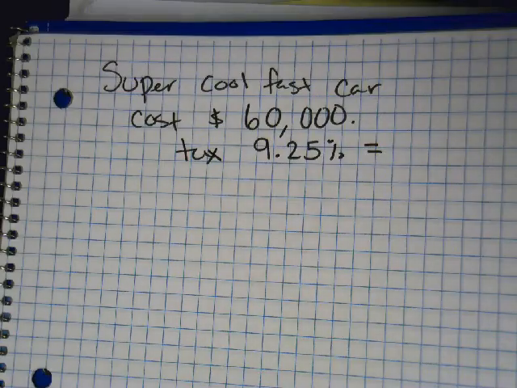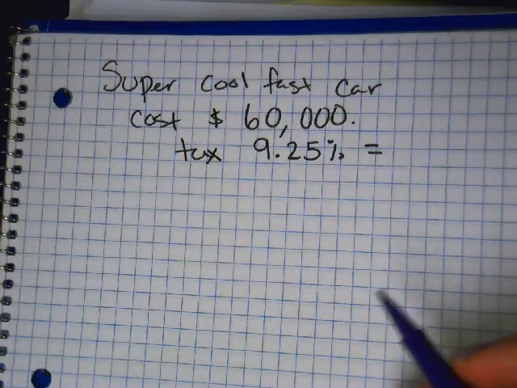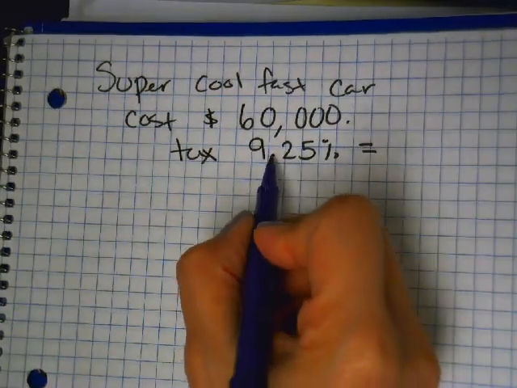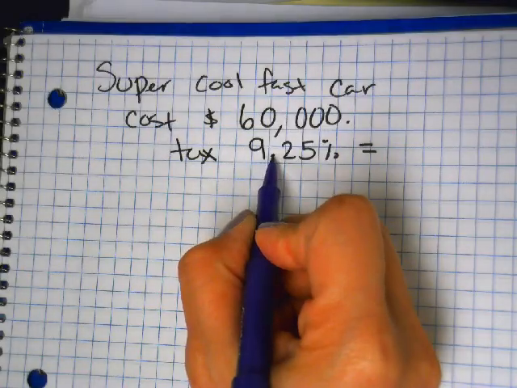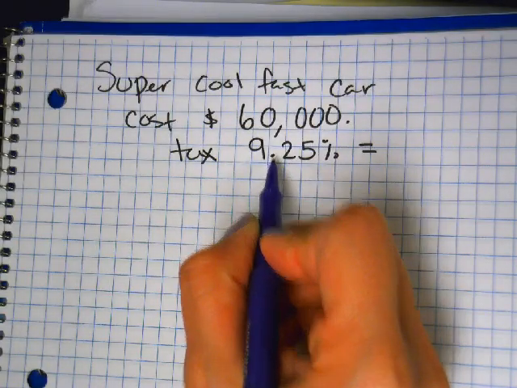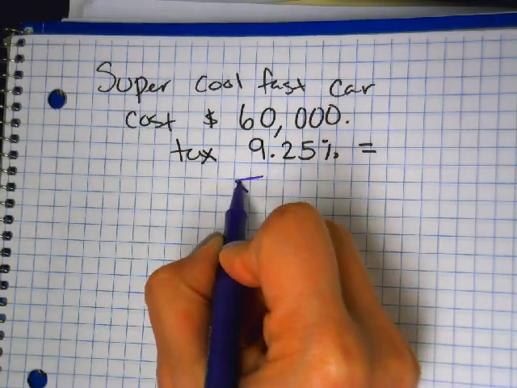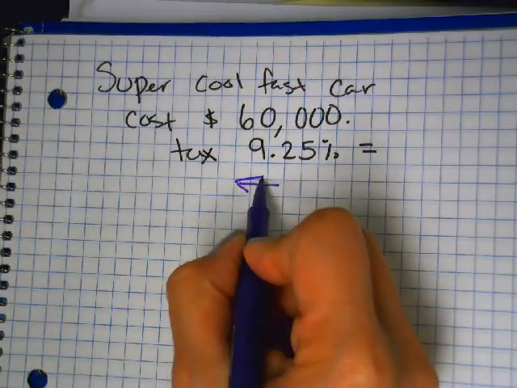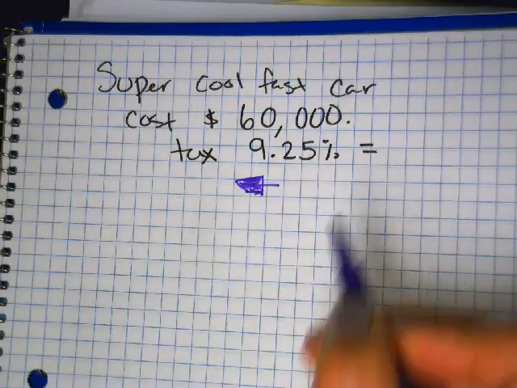Well, let's see how much sales tax we're going to pay for this $60,000 car. Okay, 9.25%, which would be what as a decimal? Ooh. How many times do I move the decimal? 2. We're going to go 2 to the left. So move your decimal twice to the left. To the left.